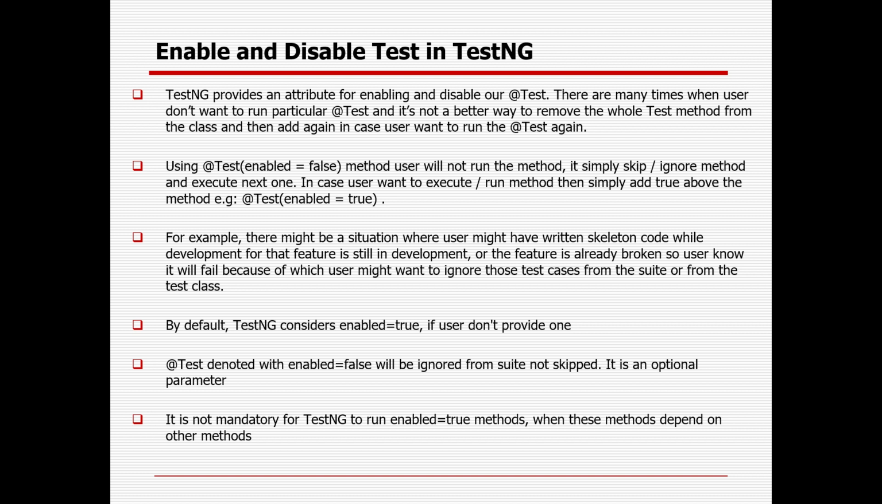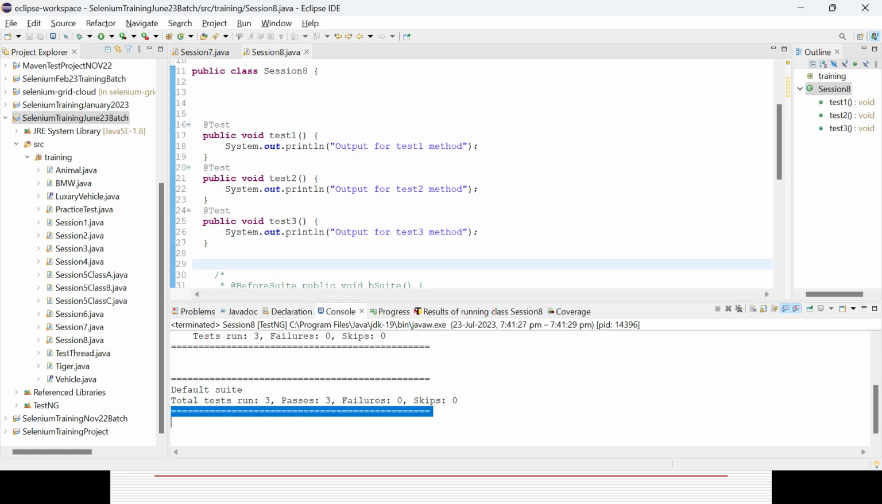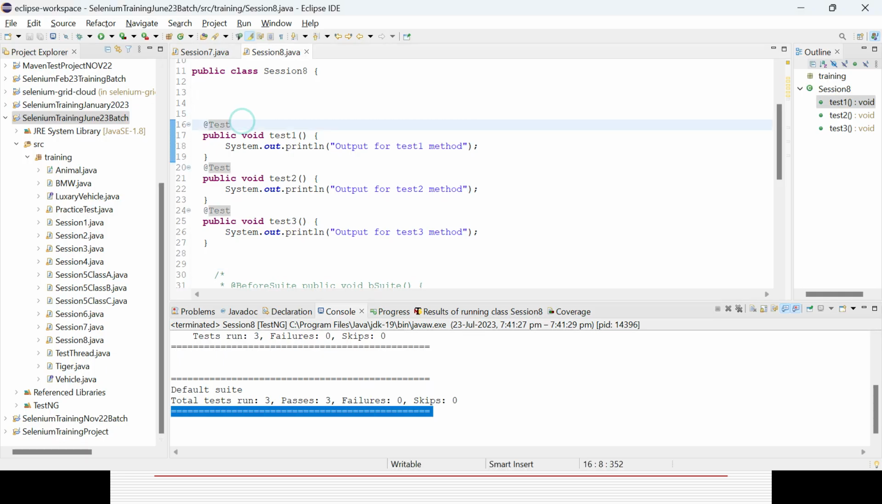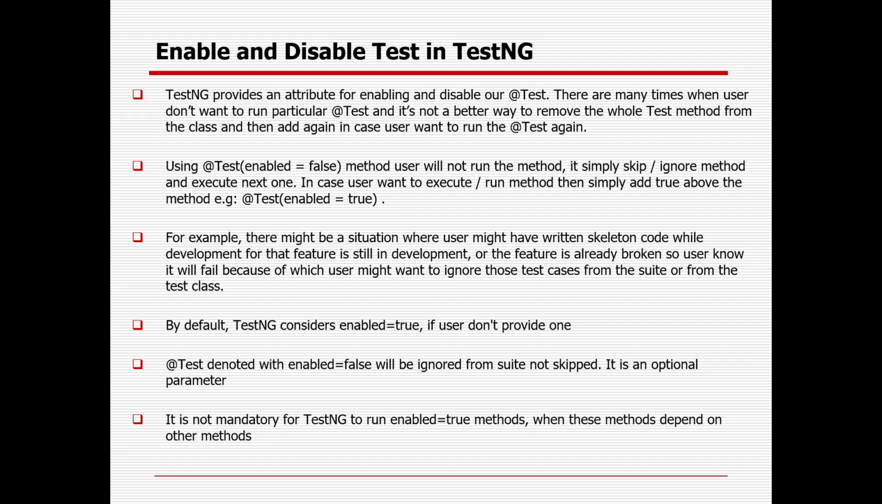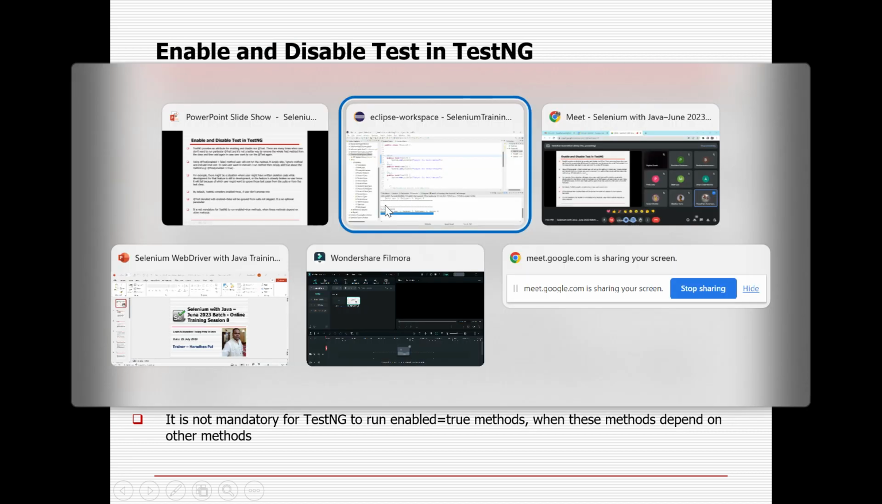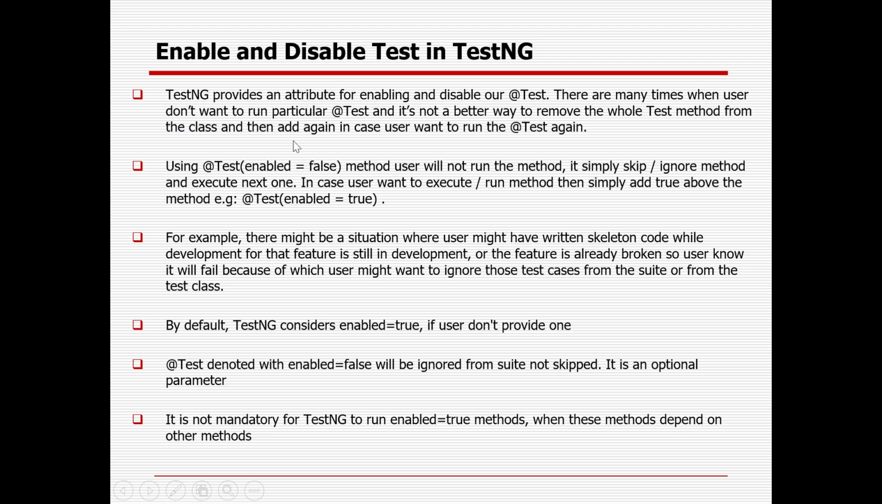There are many times when the user doesn't want to run a particular test, and it is also not a better way to remove the whole test method from the class, and then again add it in case the user wants to run the test. So by default, in case you are not giving anything here, it will be treated as enabled equal to true, meaning the test case is enabled. You can make it enabled equal to false so that that particular test will be discarded and not executed.